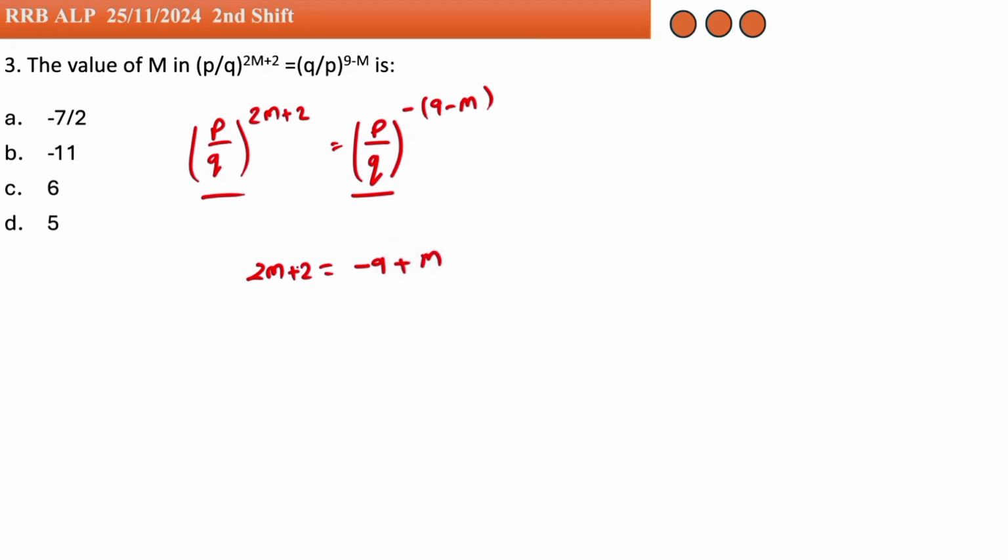So plus m becomes minus m when it goes to this side, that is m is equal to 2 comes here, it becomes minus 2, so minus 11. M value is minus 11. Option B is right answer.